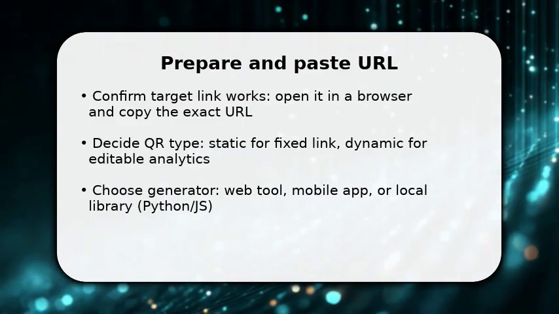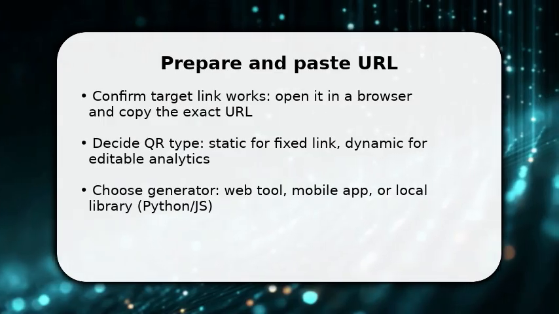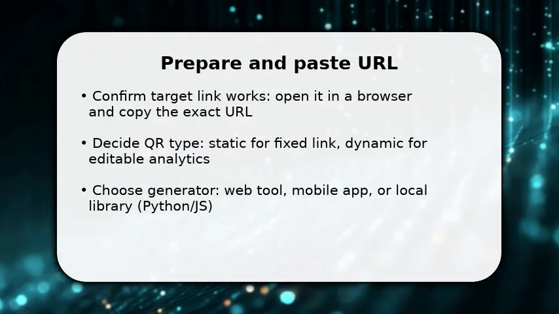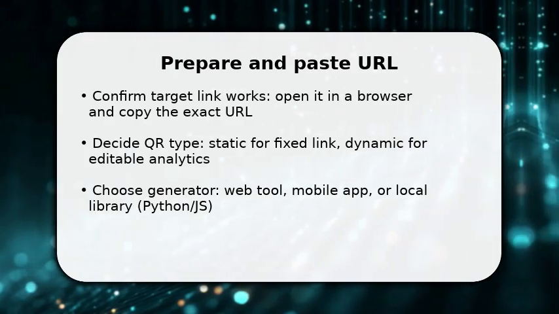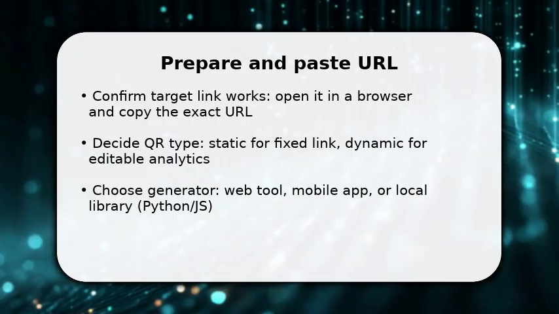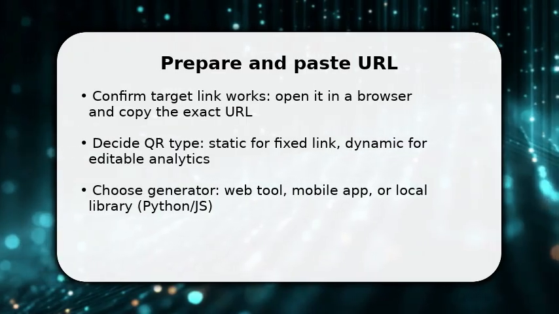You start by verifying the link so the QR points to a working destination. Paste the exact URL into the generator field. If you need redirects or tracking, pick Dynamic. Once done, set basic options like size and error correction.